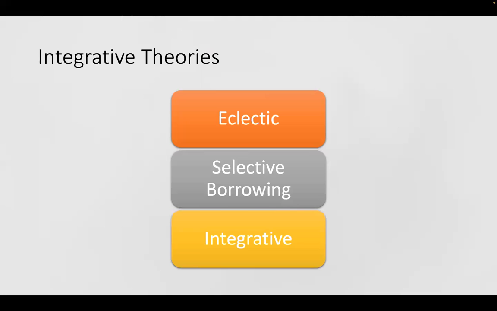And then integrative is when you're taking essentially two theories in their totality and you have found a way to integrate them. Multidimensional family therapy is an integration of two existing approaches.